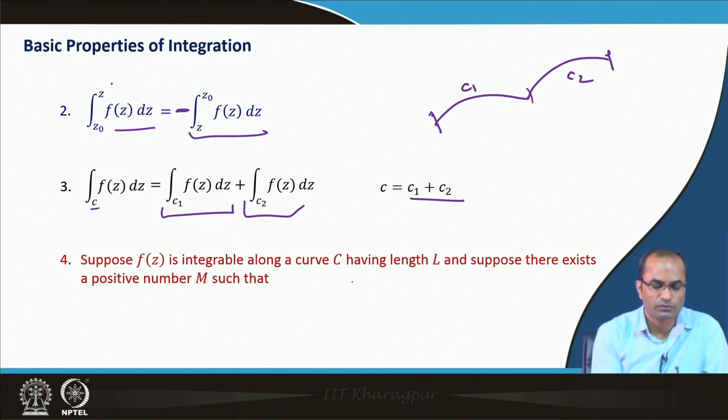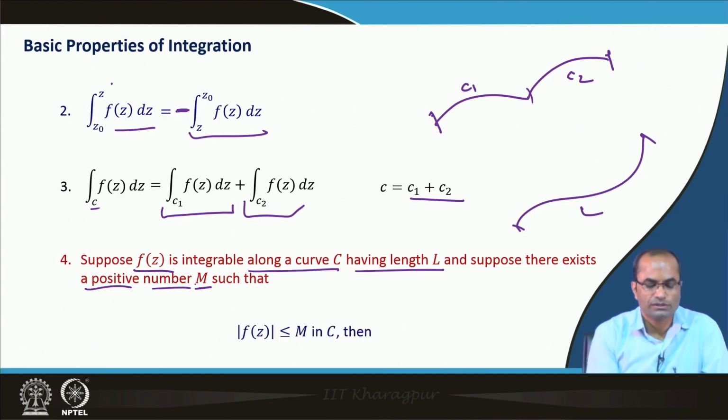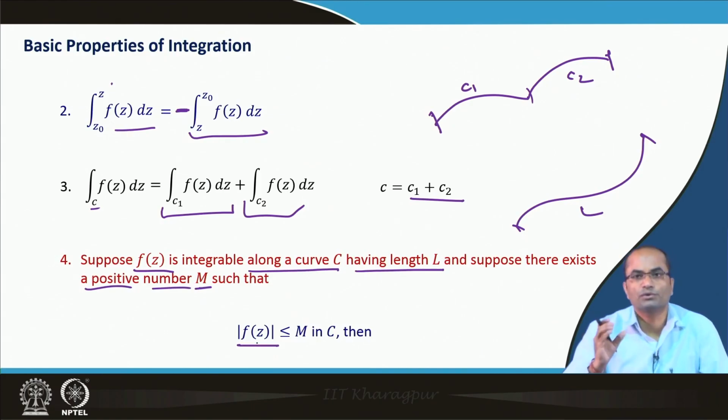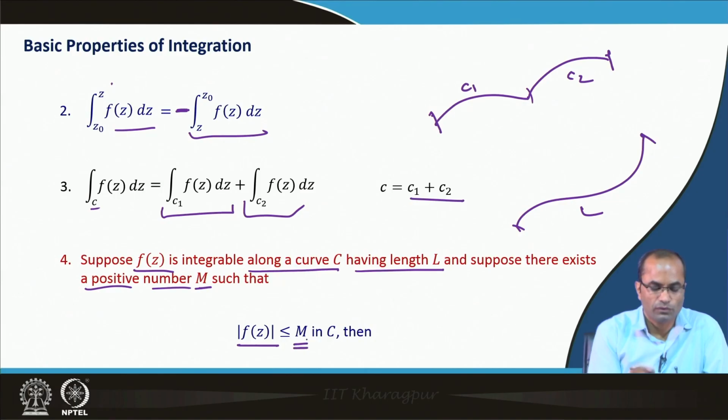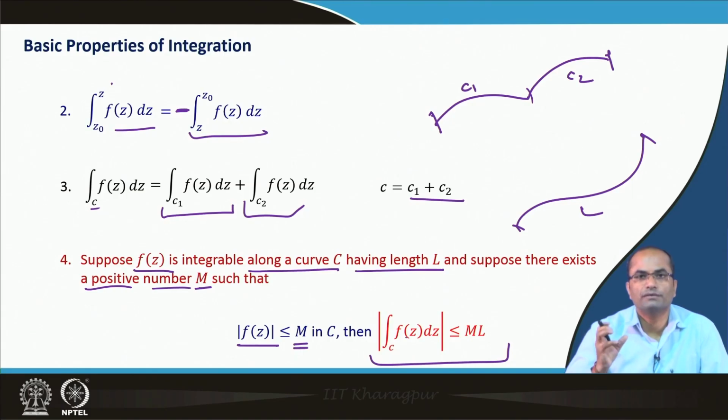Another interesting inequality, also called the ML inequality, is well known. Suppose f(z) is integrable along a curve C whose length is L, and suppose there is a positive number M such that the absolute value of f(z) is always less than or equal to M on the given curve. Then we have this inequality: the absolute value of the curve integral of f(z) dz over C we can bound by M times L.